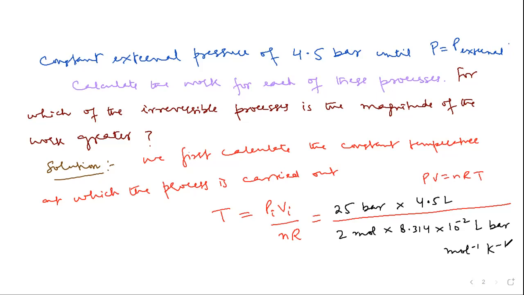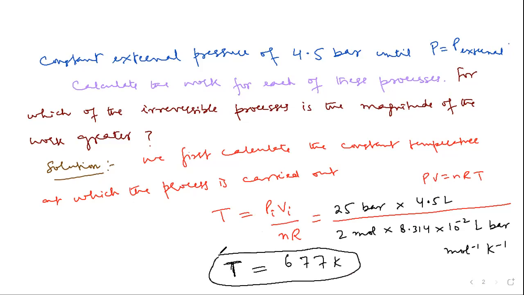So value of R is 8.314 into 10 raised power minus 2 liter bar per mole per Kelvin. So when you solve for T, you can check it. We get 677 Kelvin. That's our first step. We know now that the process is carried at constant temperature of 677 Kelvin.